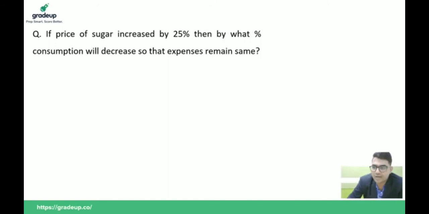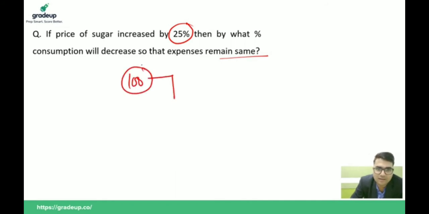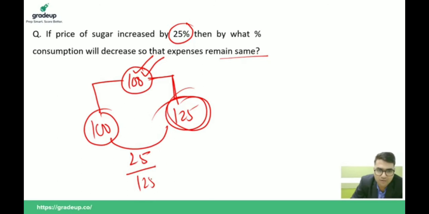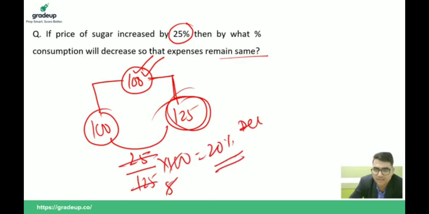Okay, so guys, in this question we have been given that the price of sugar increased by 25%, and by what percent the consumption will decrease so that expenditure remains the same. This is the same question we have already discussed in profit and loss. So you can do this by this method. Let price be 100, expenditure is 100. If price increased by 25% and expenditure remains the same, then he has to control 25 rupees at what? 125. Then what at 100? That is 20%. All right, 20% decrease in the consumption.